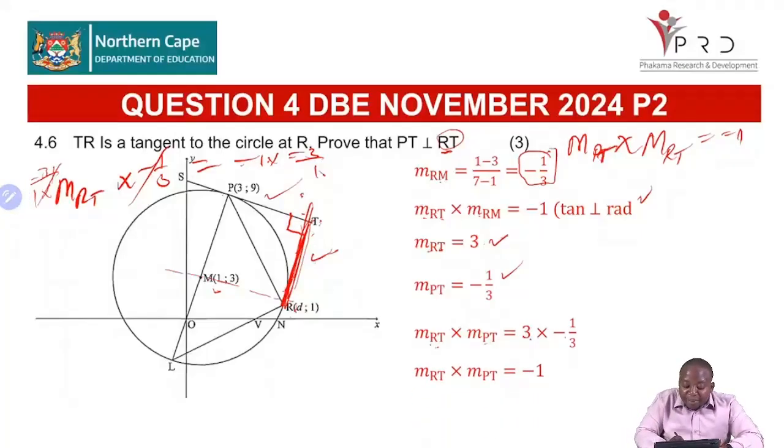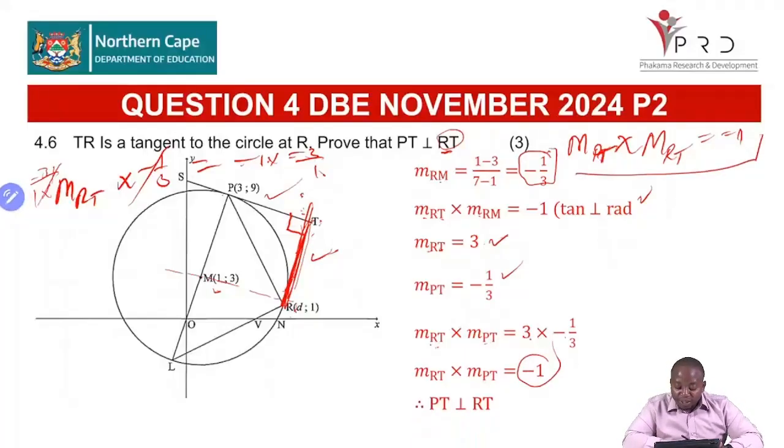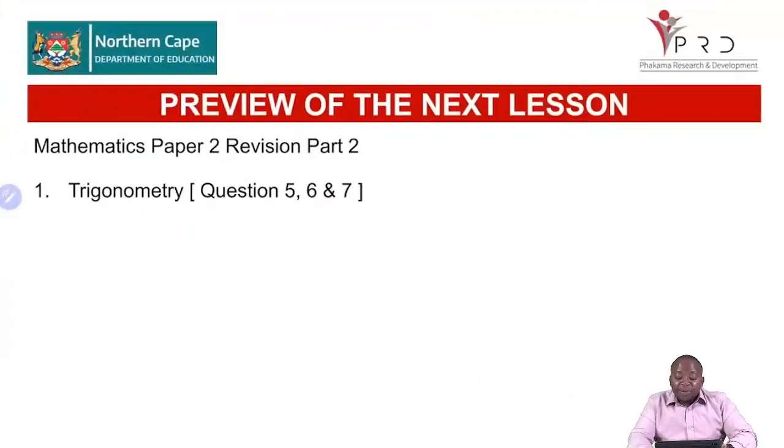So because when I multiply the gradients of these two, I got a negative answer according to this, then we can conclude that PT is perpendicular to RT, because when you multiply their gradient, we are getting a -1 as a final answer. Right, grade 12, that brings us to the end of our lesson.